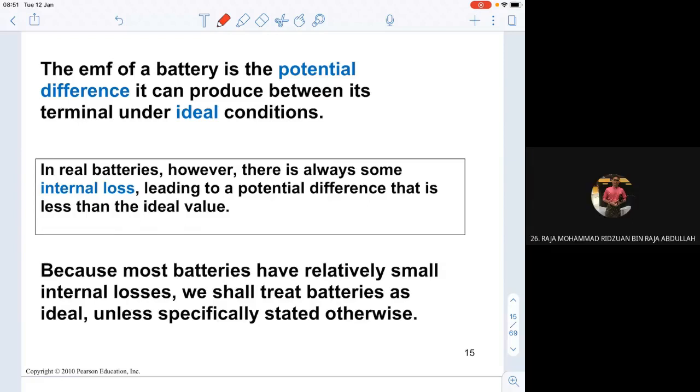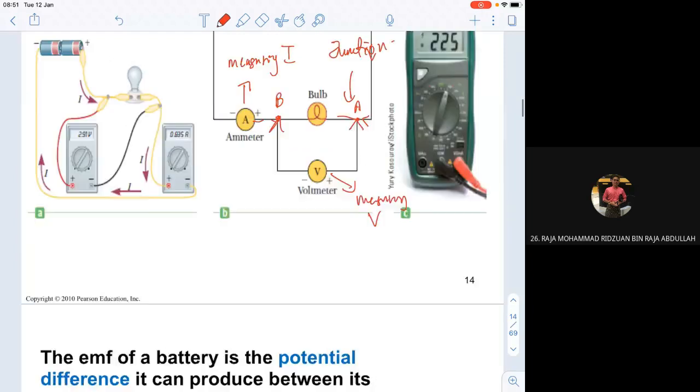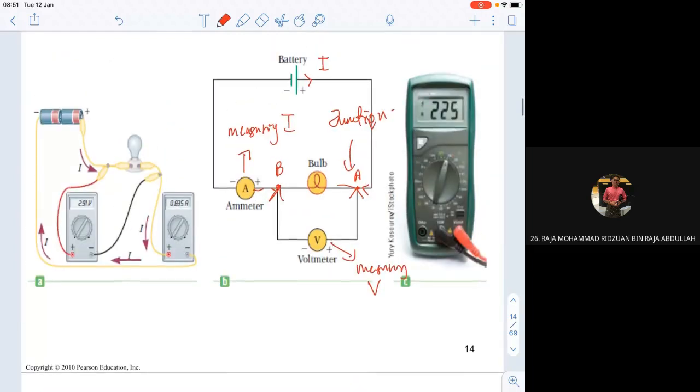So the voltmeter measures the volt and potential energy, right? Okay, not electric potential energy, just electric potential. Yes, correct.